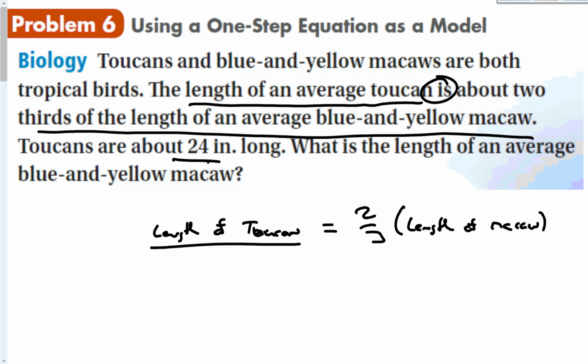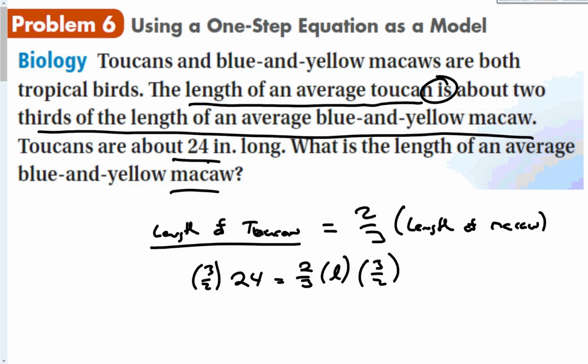I know the length of the toucan. It's 24. So I can say that 24 is equal to 2/3 times the length of the macaw. So if I want to find the length of the macaw, which is what this question is asking, I can do just what I did before and multiply both sides by the reciprocal 3/2, which turns into 36 is equal to the length. So the length of the macaw is 36 inches.